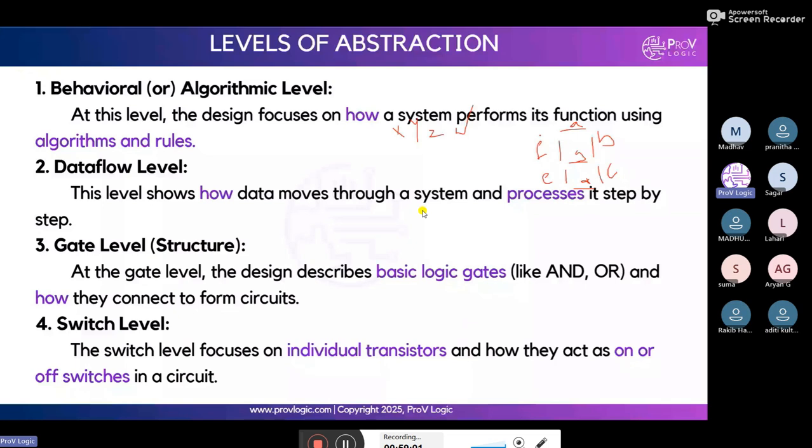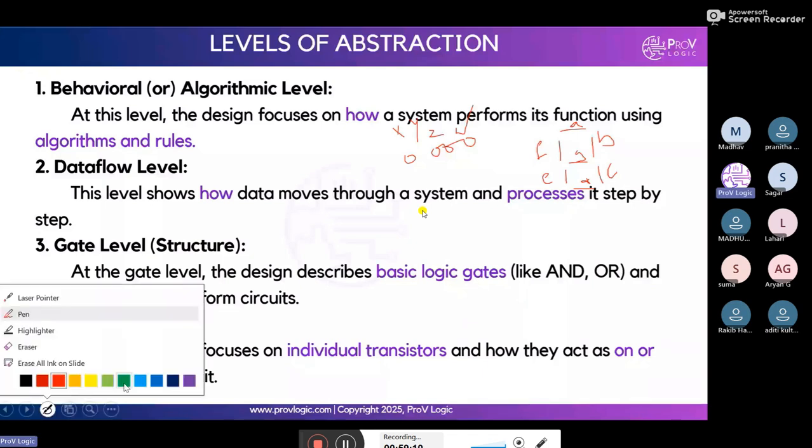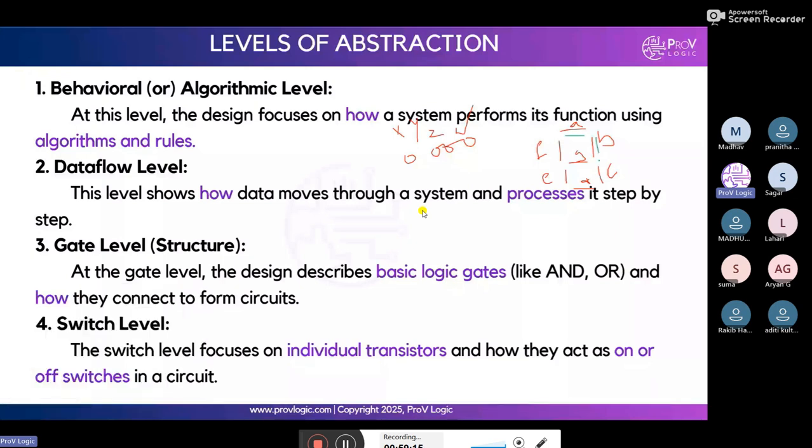So if the input is 0, 0, 0, 0, then what are the outputs? That means which light will glow. For 0, this one will glow, this, this, this. That means all are ones except G. Except G, the remaining all are 1.